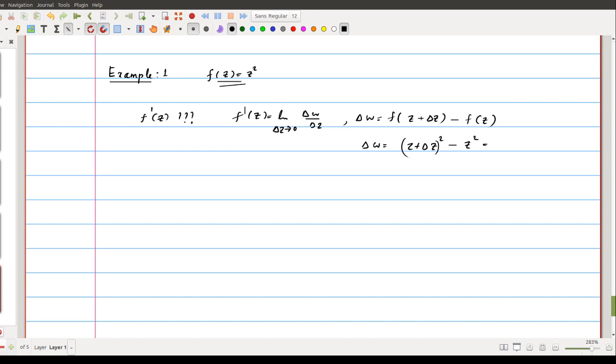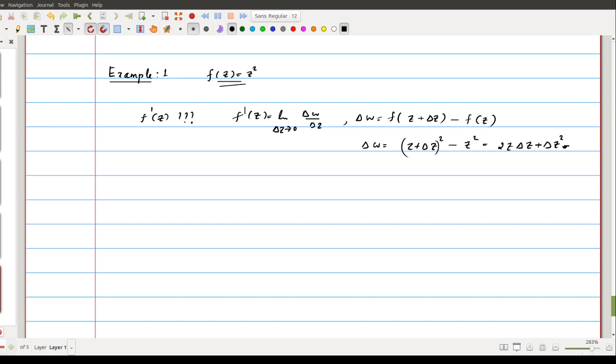If we consider the difference between these two quantities, and expand the square as (a + b) whole squared, then you can easily cancel out this z squared. From the second term onwards, that will be 2 times z times delta z, and one more term is there, delta z squared.